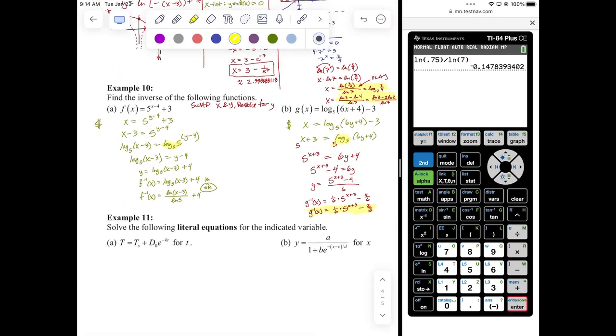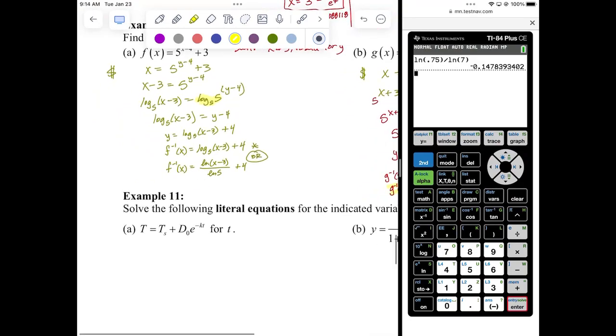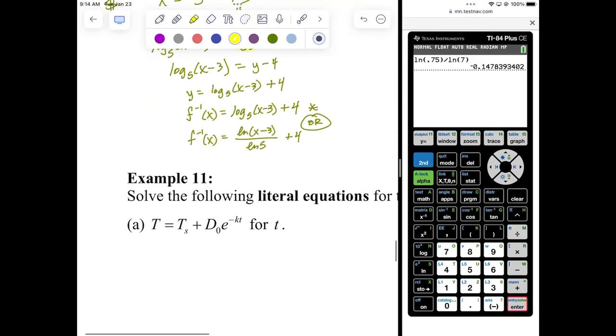All right, now we're stepping it up another notch. Instead of just having one variable or two variables, x and y, we're going to have lots of variables. These are called literal equations. Another name for a literal equation is a formula. Okay? They're the same things. The formula is just an equation that has lots of variables in it, and you can use the formula as long as you plug in enough information to find the single unknown quantity.